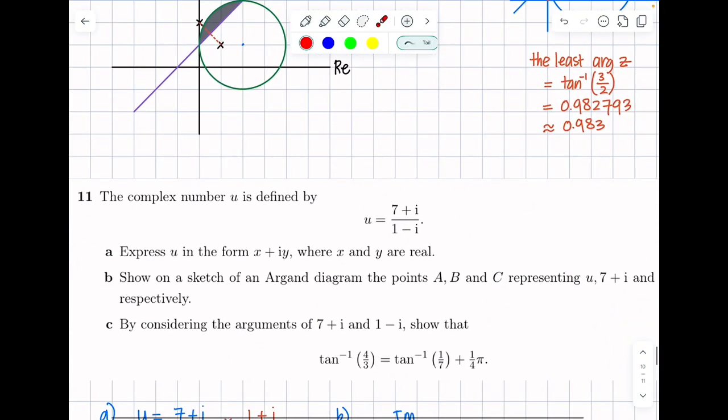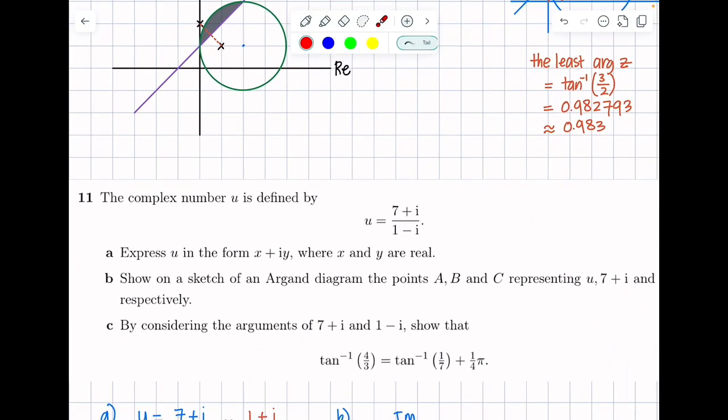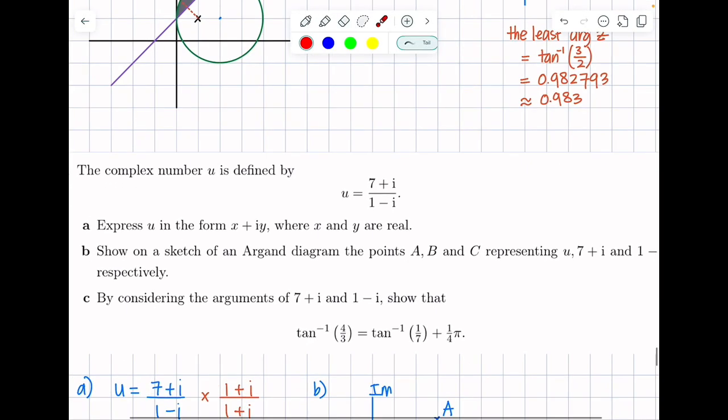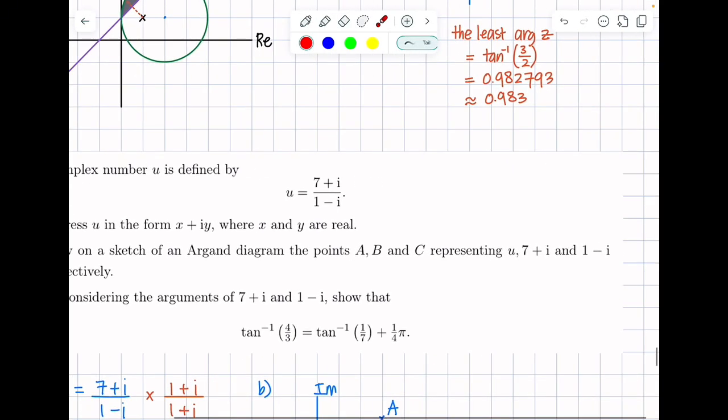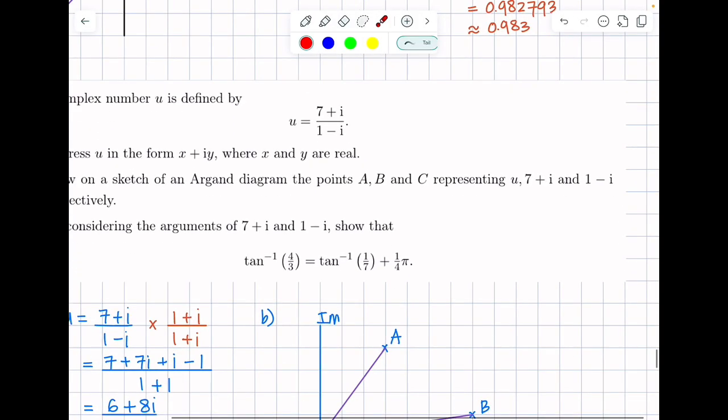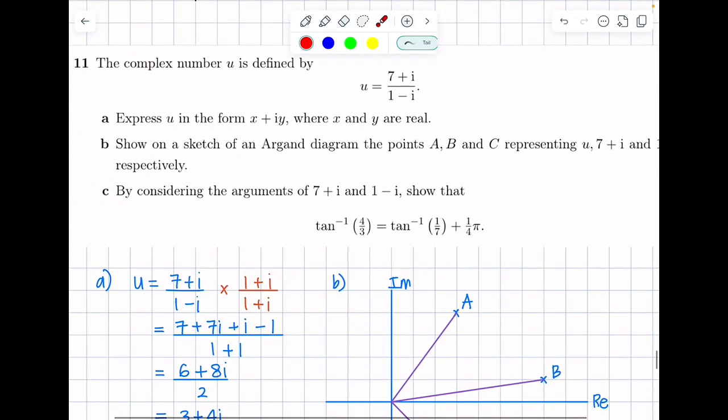Last one, the complex number u is defined by u equals 7 plus i over 1 minus i. Express u in the form x plus iy, where x and y are real. Show on a sketch of an Argand diagram the points A, B, and C representing u, 7 plus i, and 1 minus i. By considering the arguments of 7 plus i and 1 minus i, show that tan inverse 4 over 3 equals tan inverse 1 over 7 plus 1 over 4 pi.